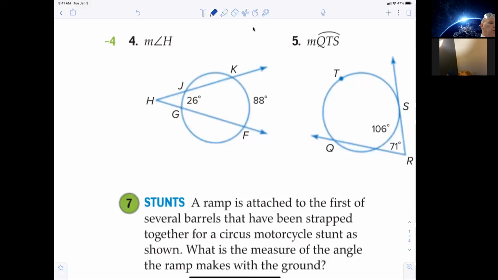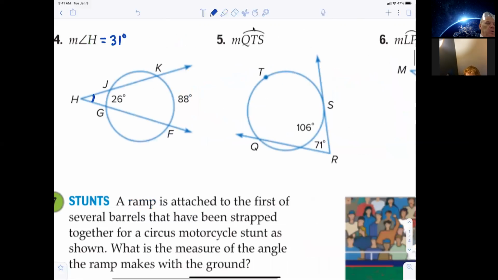Somebody said 31. How do we do that? That's all there is to it, guys. 88 minus 26 divided by 2, because the angle is where? On the exterior. All right, the angle's on the exterior, so you're going to subtract the 2 arcs and then divide by 2.